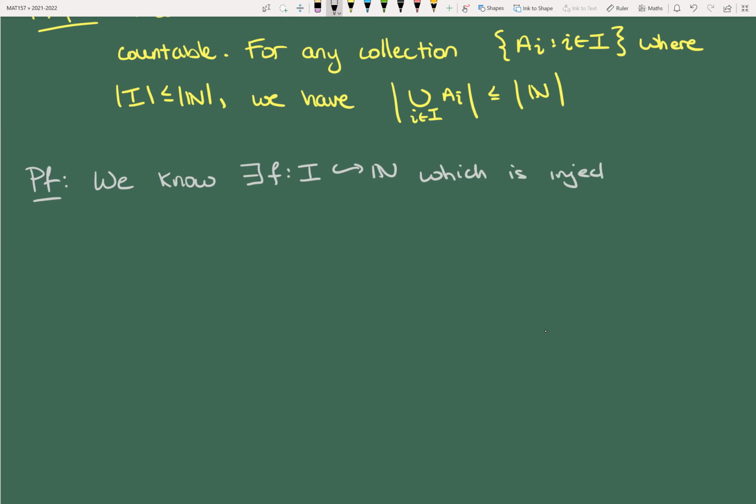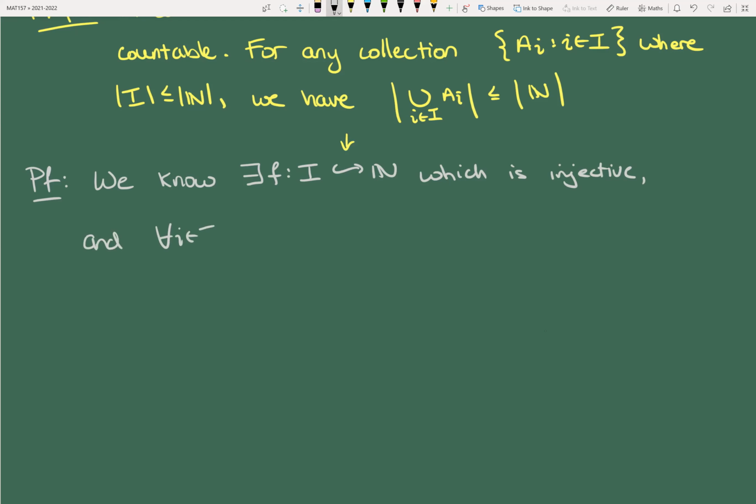Okay, and you'll notice that I put a little hook on my arrow here. That's usually just, mathematically, if you want to indicate that your function is injective, you just put that little hook on it. That means injective. You should still say it in terms of words, but notationally, that's how you indicate that you're working with an injective function. So we know that there's an injective map from our indexing set into the naturals because we were told that it's countable.